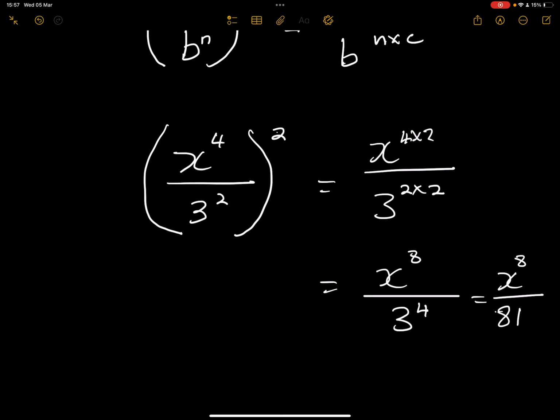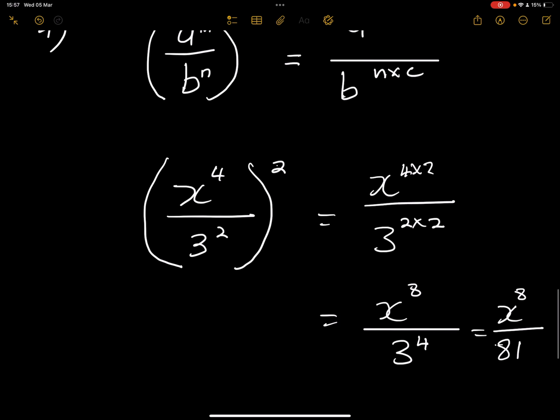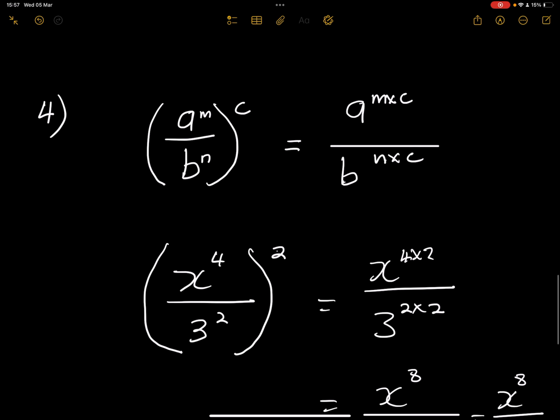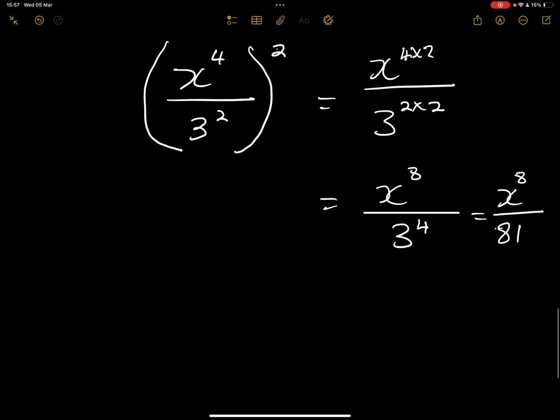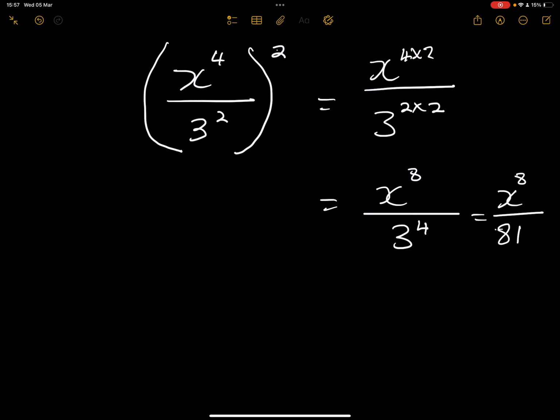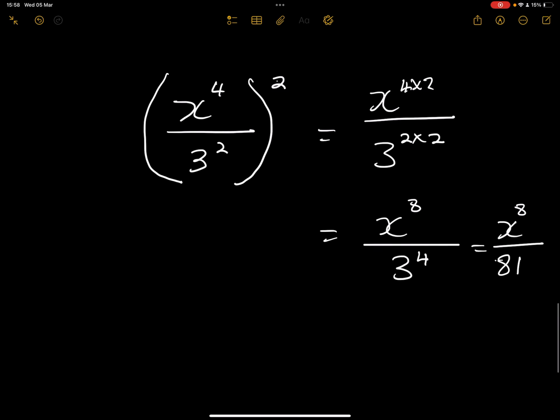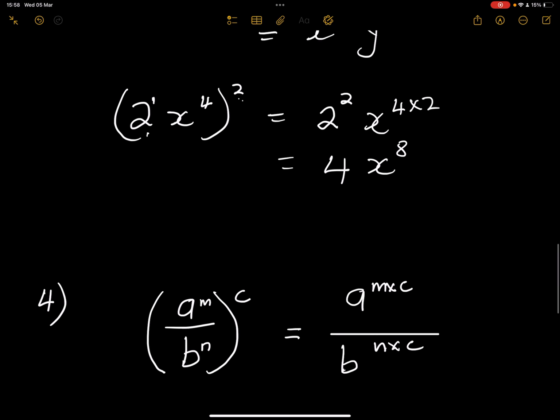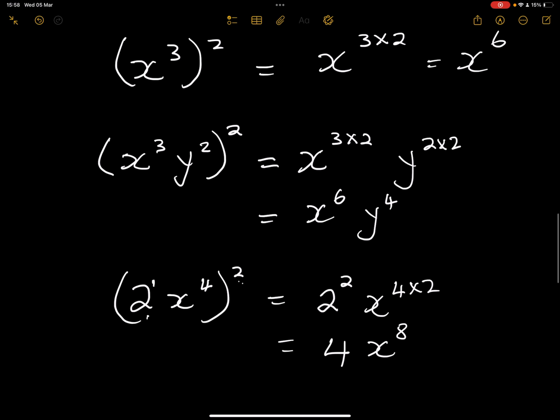Right, so that's our answer. In this case, that is the fourth law of exponents. Now, on the last one that I want us to touch on, remember, we've talked about multiplication, we've talked about division.